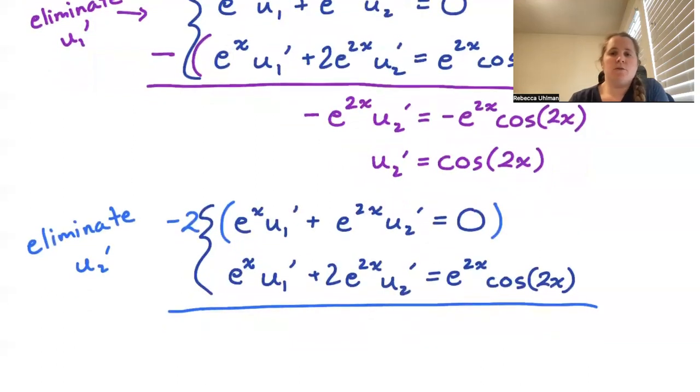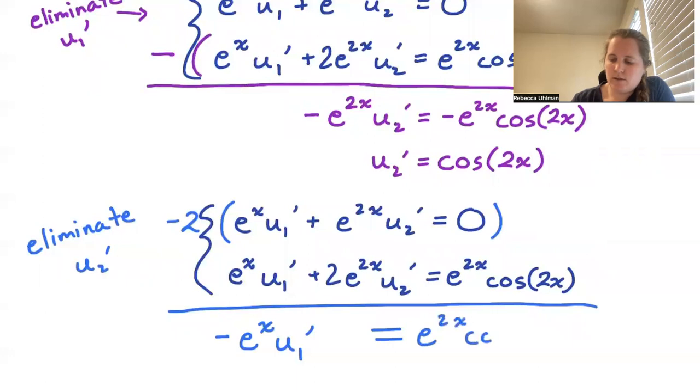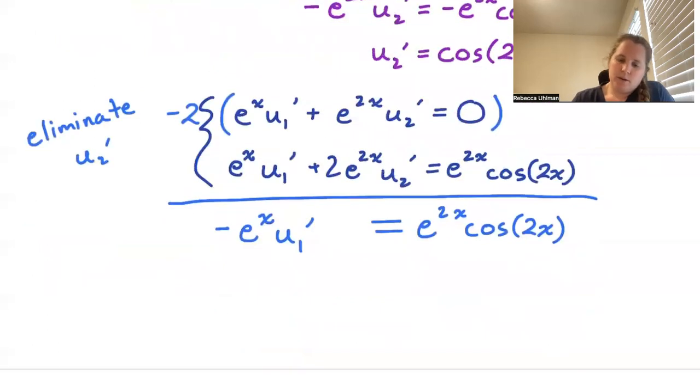So we have a negative 2e^x plus e^x becomes a negative e^x times u1'. We would have a negative e^(2x) plus a 2e^(2x) cancels out our u2' term. And then on the right, negative 2 times 0 is just 0. We just have e^(2x) cosine of 2x. So here we wind up getting that u1' must equal a negative e^x cosine 2x.